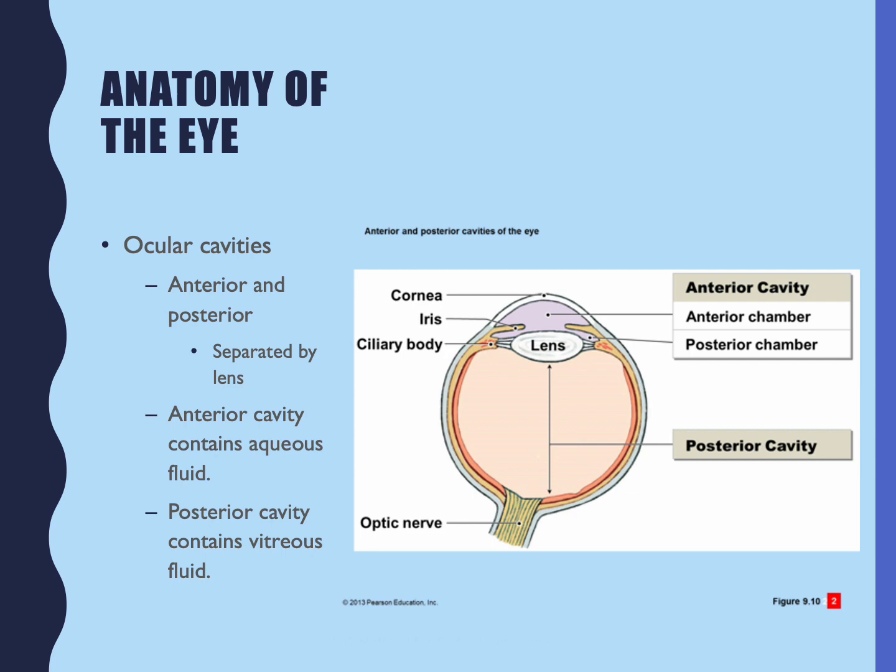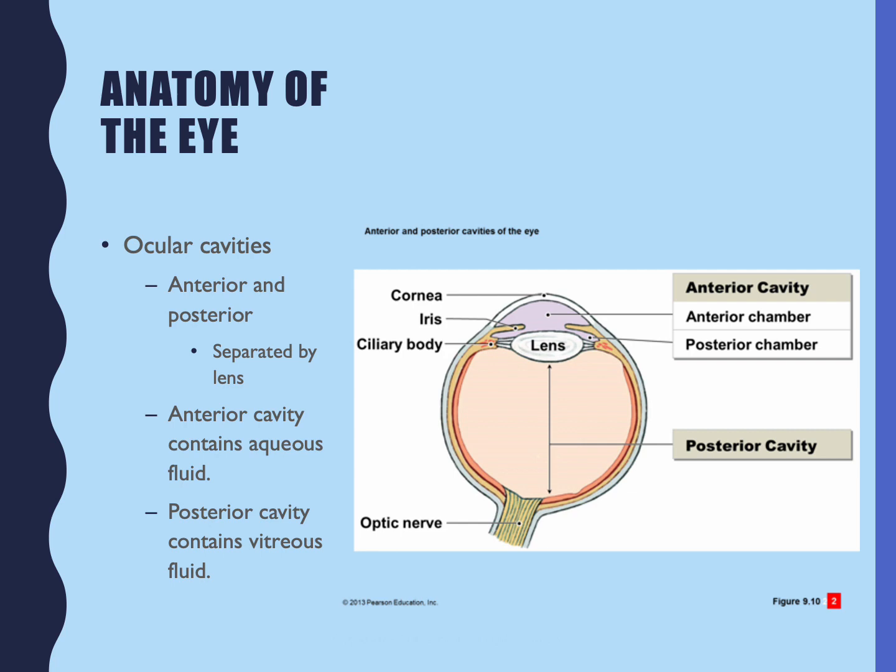Now, let's talk a bit about the posterior cavity. The posterior cavity, like I said, is between the lens and the retina, and it contains a really thick fluid called the vitreous humor. And the vitreous humor has a bunch of jobs, and one of those is giving the globe its shape. Other than that, it also helps to keep the retina in place, and it contributes to intraocular pressure. Lastly, vitreous humor is different from aqueous humor in that it is not replaced.